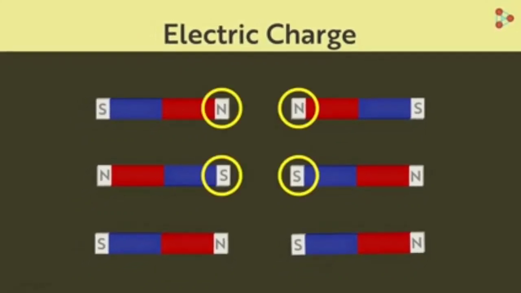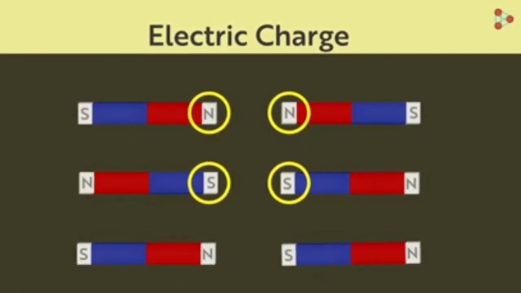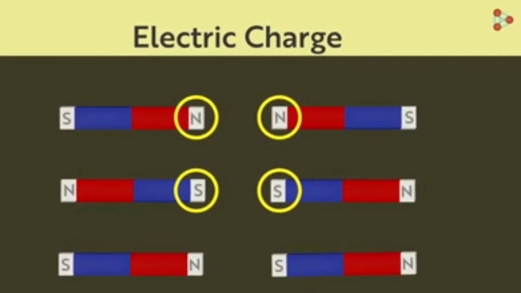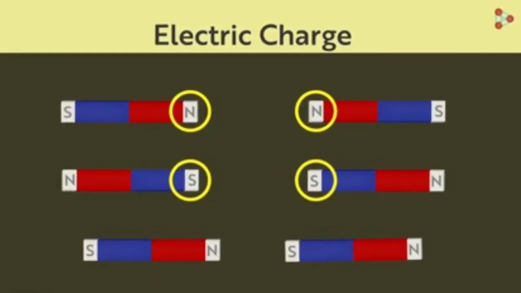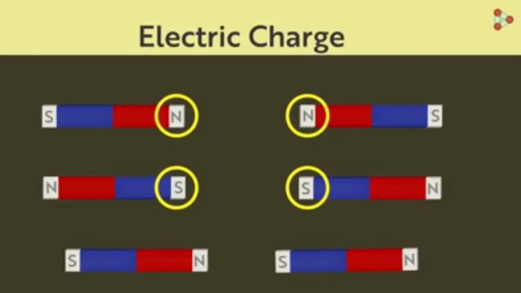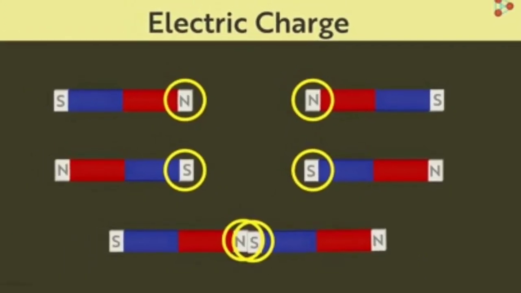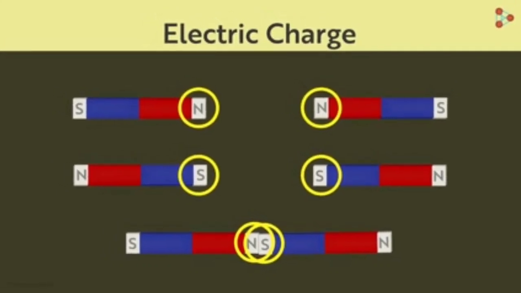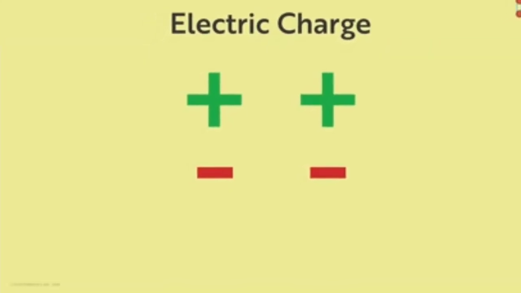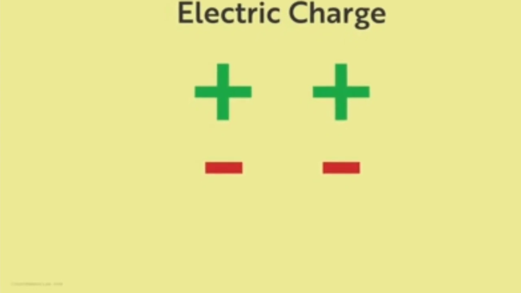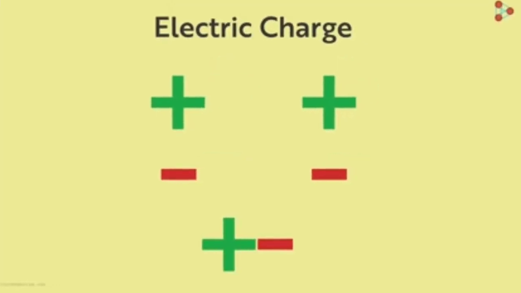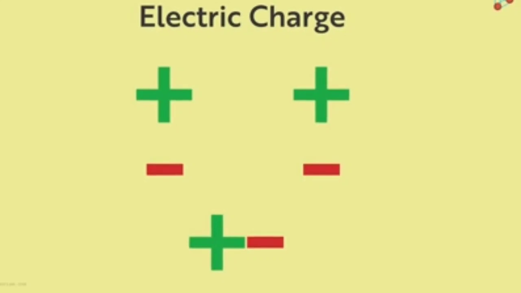We know two like poles, that is two north or two south poles, repel each other, and unlike poles attract each other. Similarly, like charges, that is two positive or two negative, repel each other, and unlike charges attract each other.